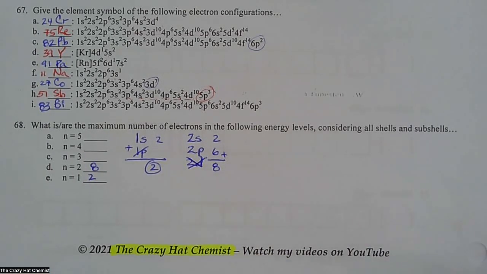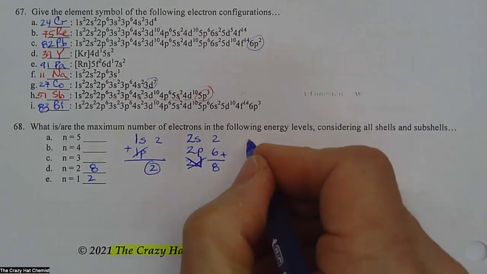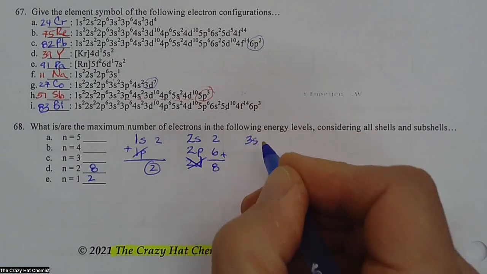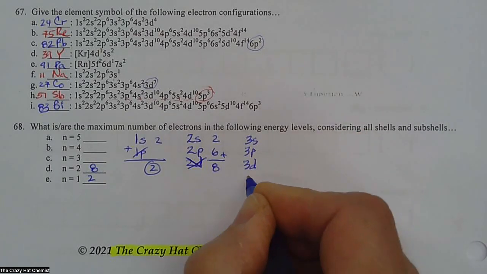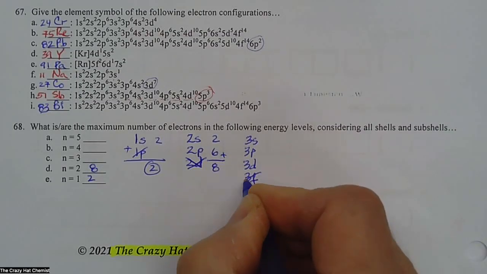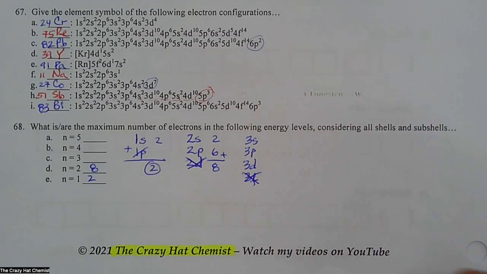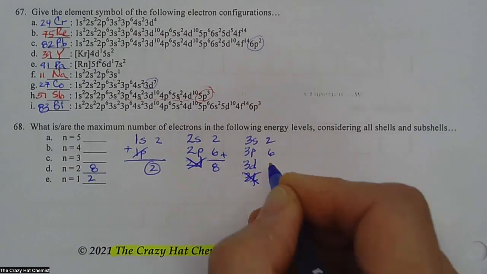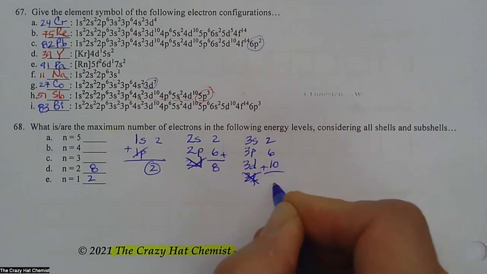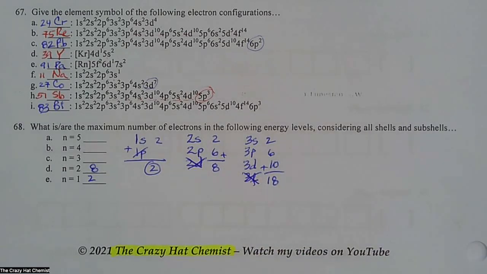All right. Next one, n of 3. Is there a 3s? Yes. Is there a 3p? Yes. Is there a 3d? Yes. Is there a 3f? Nope. How many electrons can you fit in s's? 2. How many in p's? 6. How many in d's? 10. You add those up, and that would be 18.